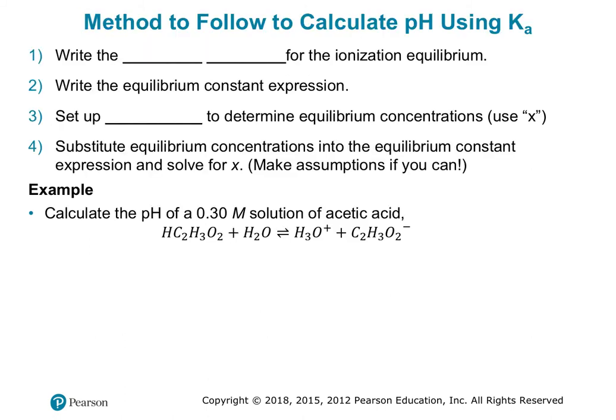Now we're going to calculate the pH using Ka, where we just learned the opposite. So the first two steps are very familiar. We're going to write the chemical equation for our acid dissociating. You can choose to write the water in the equation if you want to visually picture the water grabbing the hydrogen ion, but you don't have to. Then you're going to write up the equilibrium constant expression, so Ka.